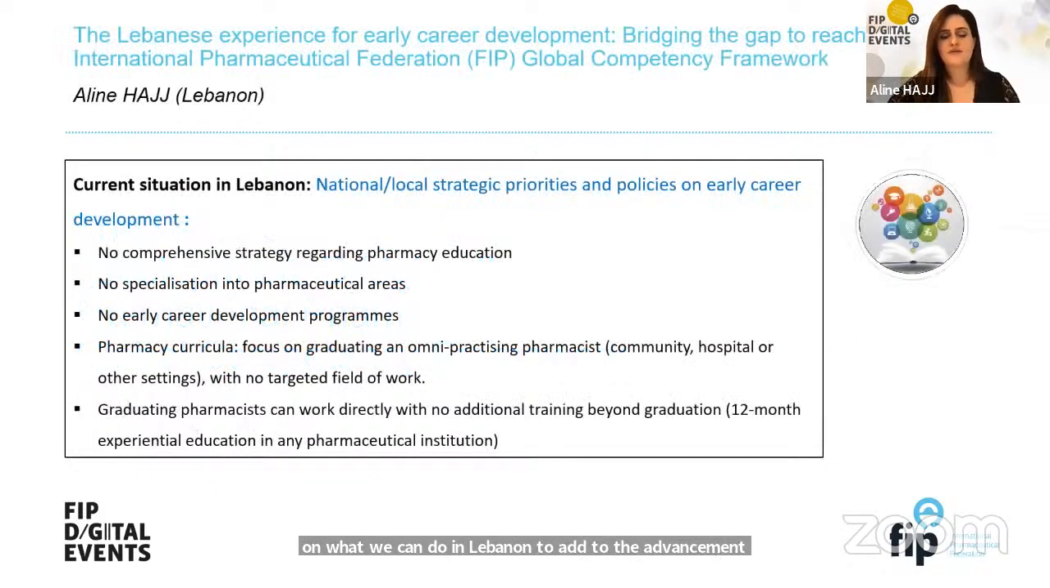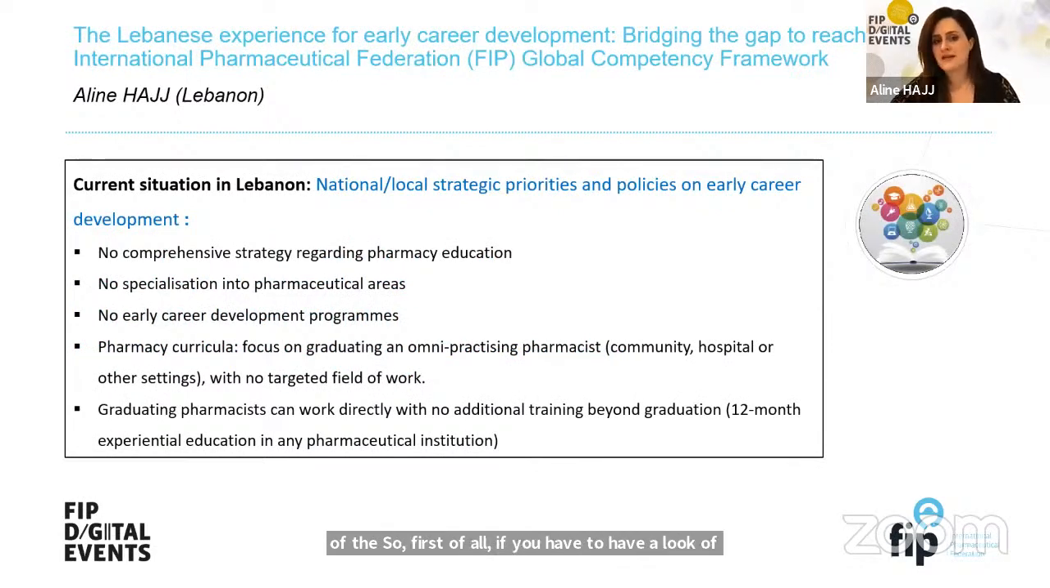So first of all, if you look at the current situation in Lebanon, we do not have any national nor local strategy priorities or policies on early career development. In fact, we do not have any comprehensive strategy regarding pharmacy education nor early career development programs. And all pharmacy curricula so far focused on graduating what we call omni-practicing pharmacists that can work in any targeted field of work without additional training beyond graduation.